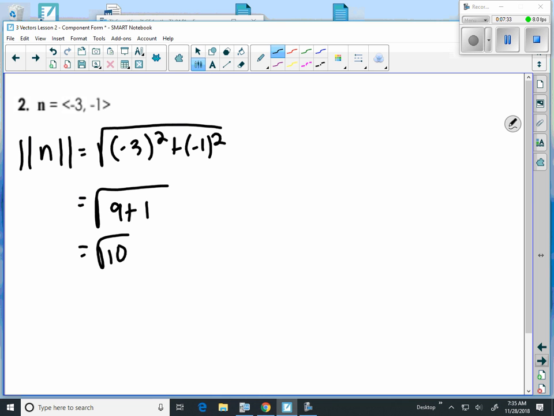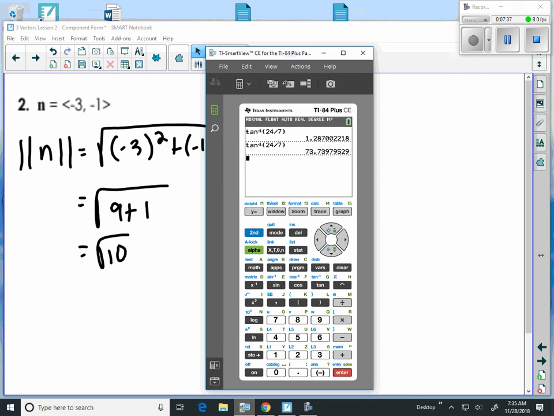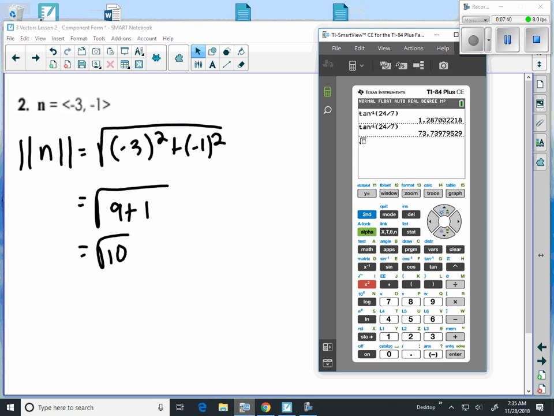We're going to put that in our calculator, which is, we'll say 3.16. So it's a little bit of a smaller vector.